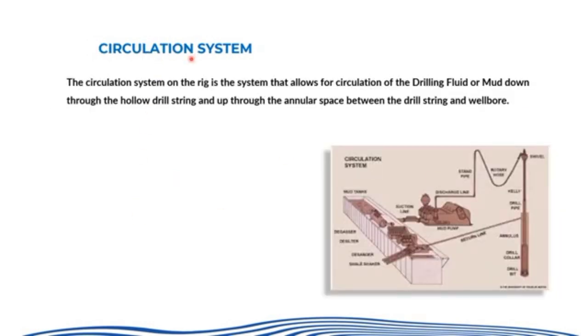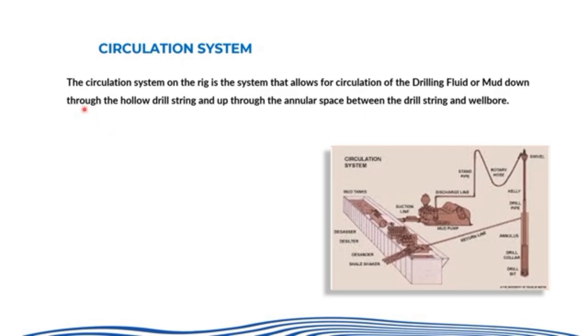The circulation system is about the mud system. How the mud is circulated to the bottom of the wellbore through the drill bit, and there are nozzles in the drill bit through which the drilling mud goes out at the base of the well, and how it comes back to the surface. What is the function of the drilling mud, and why is the drilling mud essential in the drilling operation? All this will be covered in the circulation system.